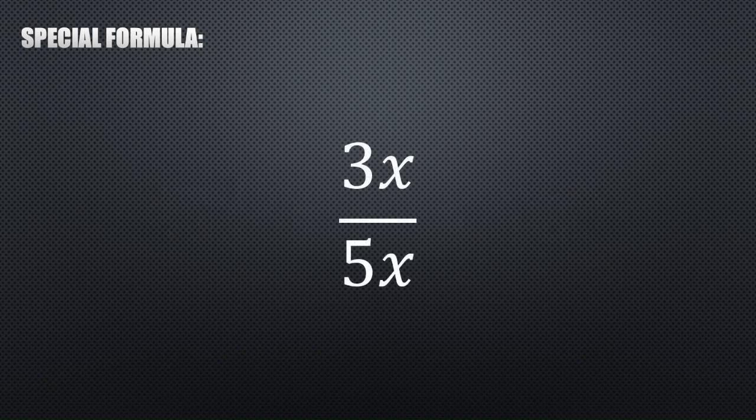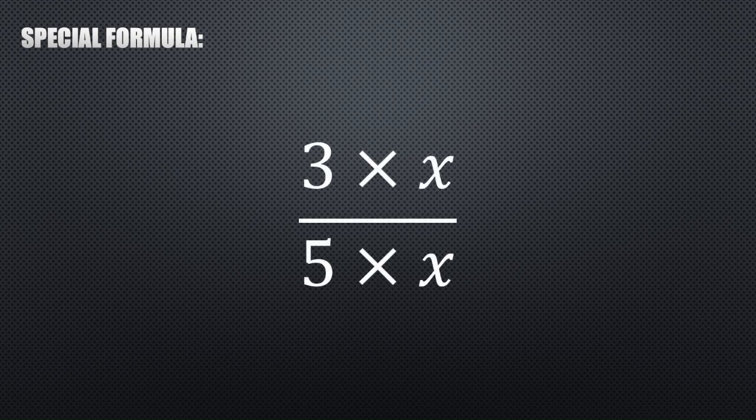Next is 3x by 5x. When we try to simplify it, we just kind of cut out the x. So what does it leave us with? Guess what? Nothing special. 3 by 5. The question is, why do we do that?